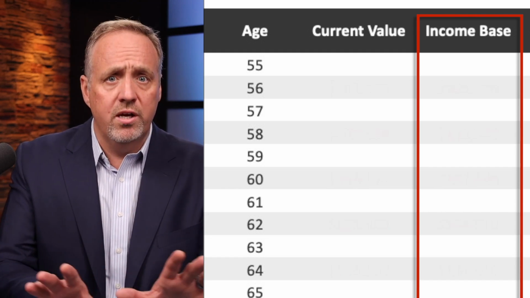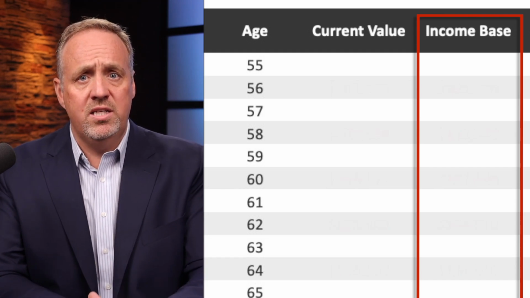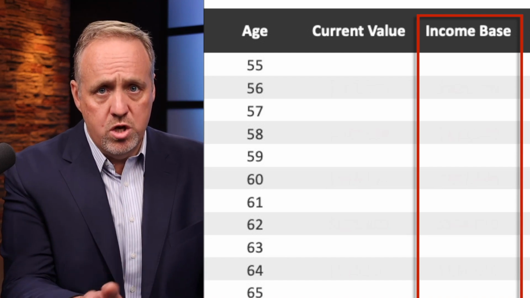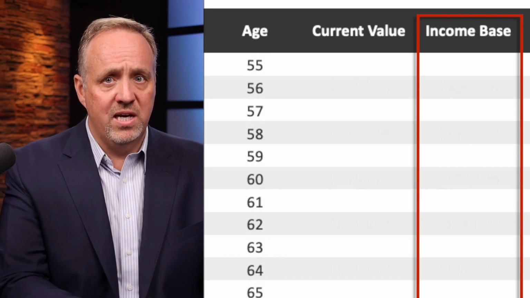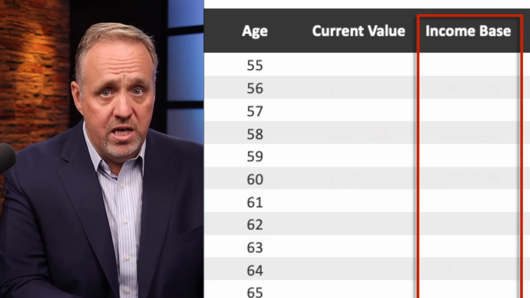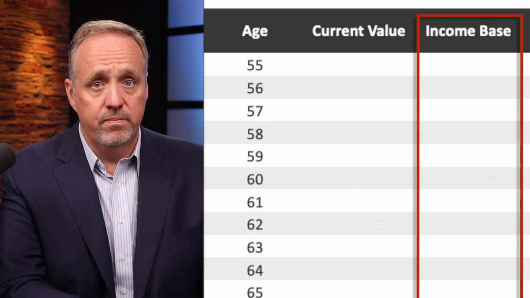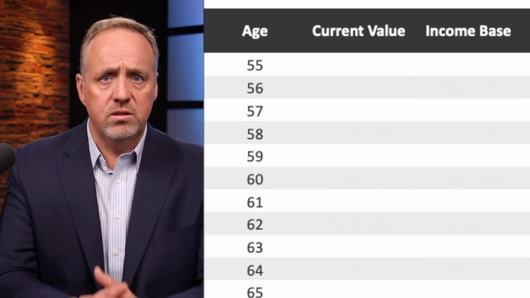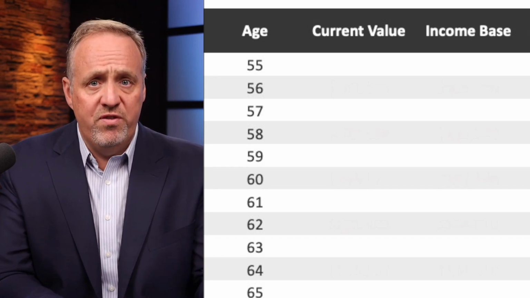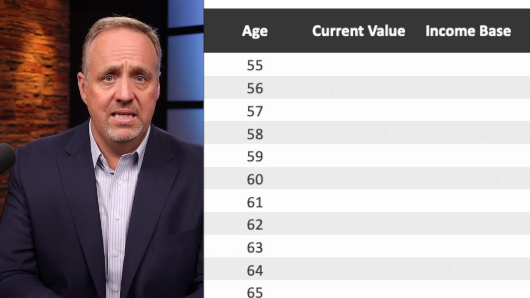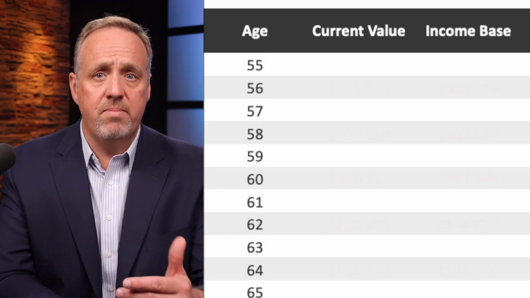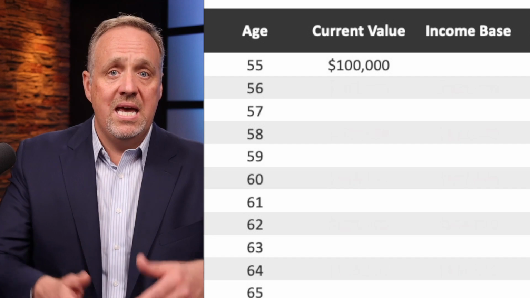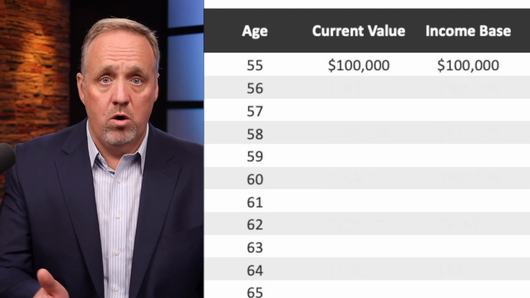Now, the allure here is that it is generally guaranteed to last for your lifetime once it turns on, but you should know the definition of lifetime income can change between insurance companies. So let's walk through an example of this and see how it works out. So let's assume that this person is currently 55 and they want to retire at 62. They open this annuity by putting in $100,000. This would be their current value and their income base as soon as they open it.